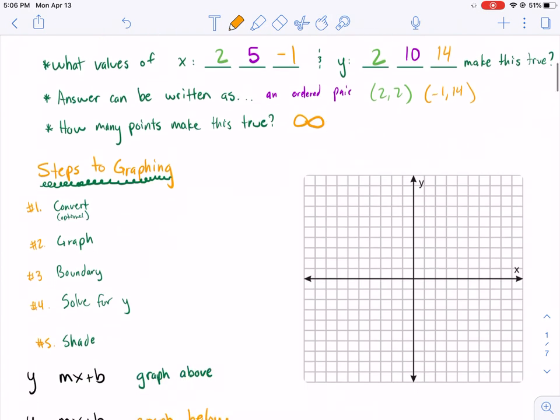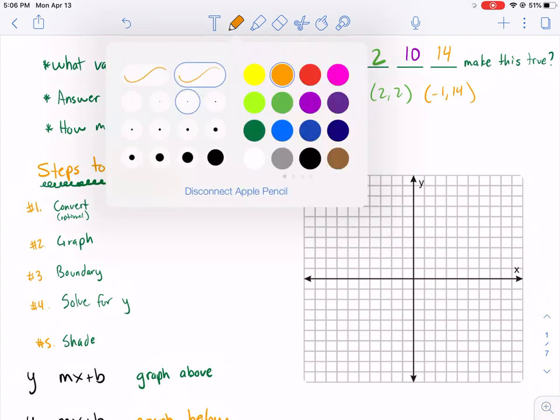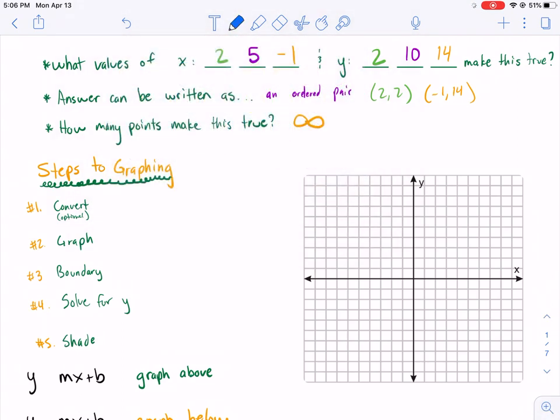Okay. Now, steps to graphing. I highly recommend option number 1. I kind of put optional underneath it, but in my opinion, it's best if you convert to y equals mx plus b form. Okay? That makes it way easier. So basically, you're going to solve for y. You're going to get the y by itself.